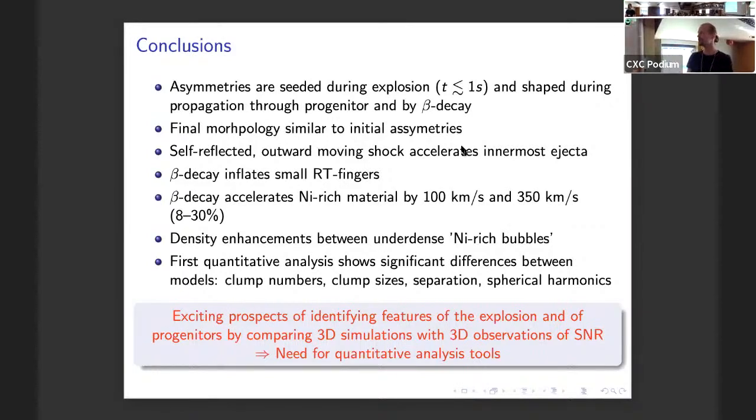Now we have a set of models. We have some more blue supergiants. My student is now also working on the red supergiants. So we need to build up a library of models which we compare to observations to learn something about the dependence on the progenitor, on the stochasticity of the explosion, and things like this.